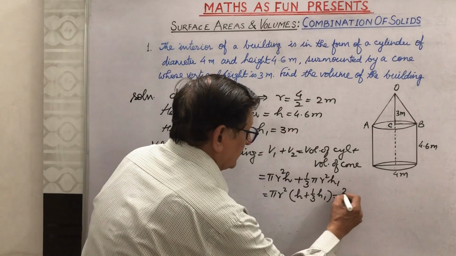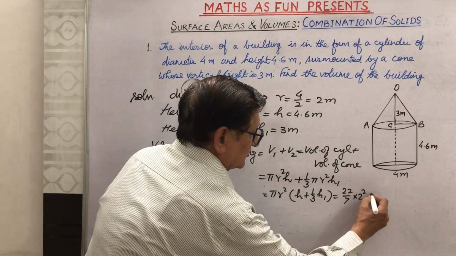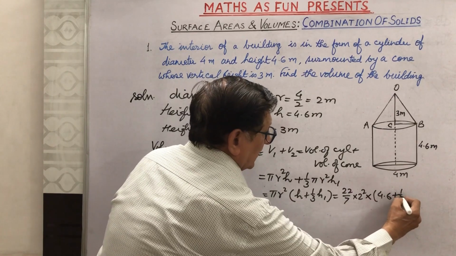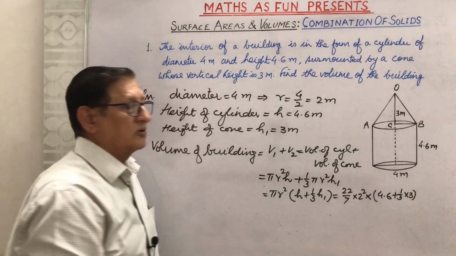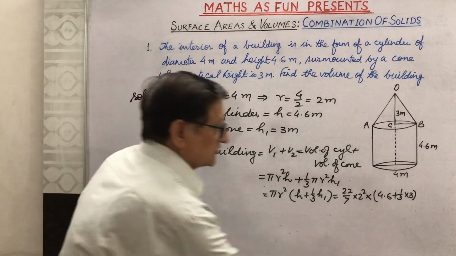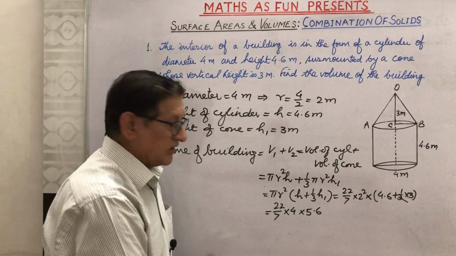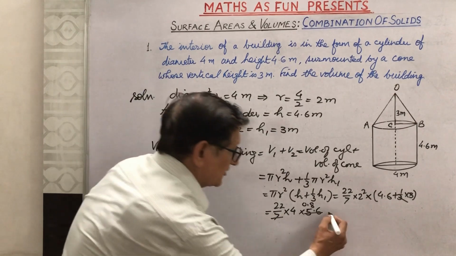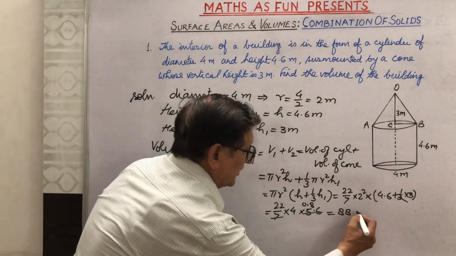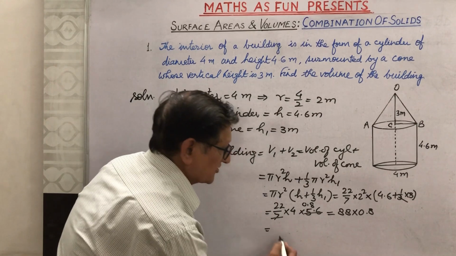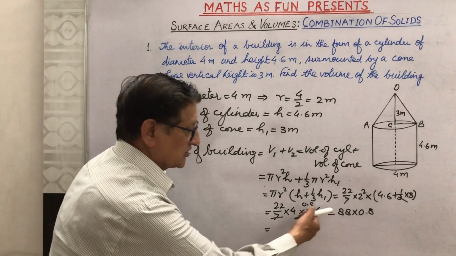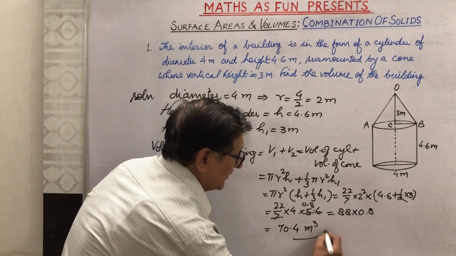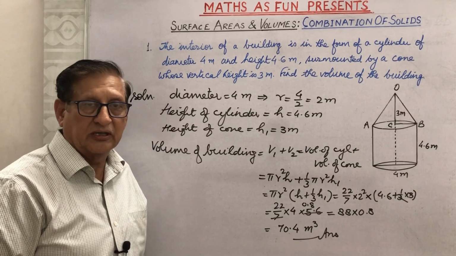Substituting the values, we get 22 by 7 into 2 square into h, that is 4.6, plus 1 by 3 into 3, because the height of cone is 3. This 3 cancels this 3. 7 cancels this 0.8 times 7, 8 is 56. So it comes as 22 into 4, 88 into 0.8, which is equal to 70.4 meter cube. This is the volume of the building.